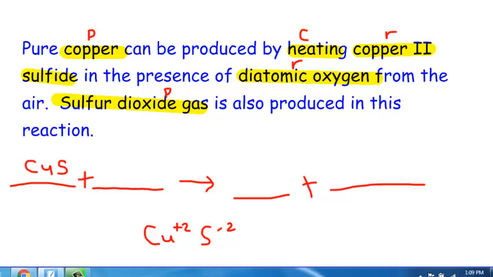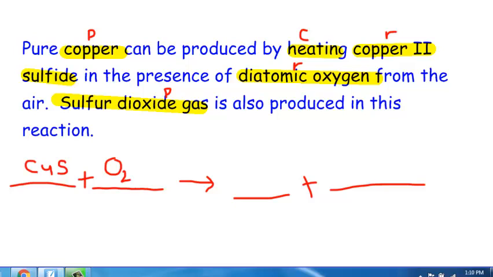What about our other reactant, diatomic oxygen? It gave us a good clue there. O2, because oxygen is diatomic. Hopefully you remember there are 7 of them. If it's not diatomic and it's on the periodic table, it's just a single atom. Okay, what about our products?